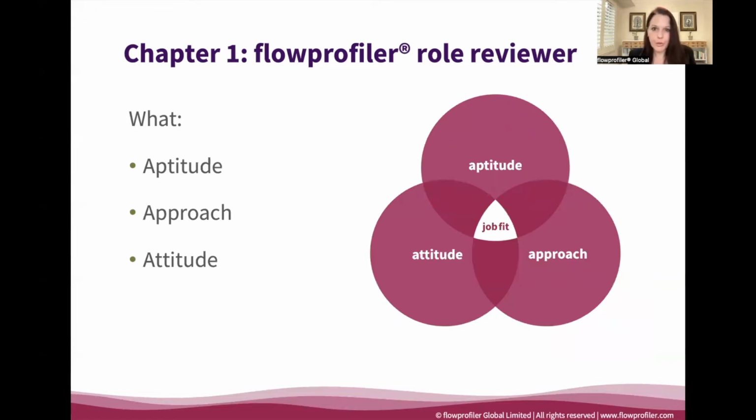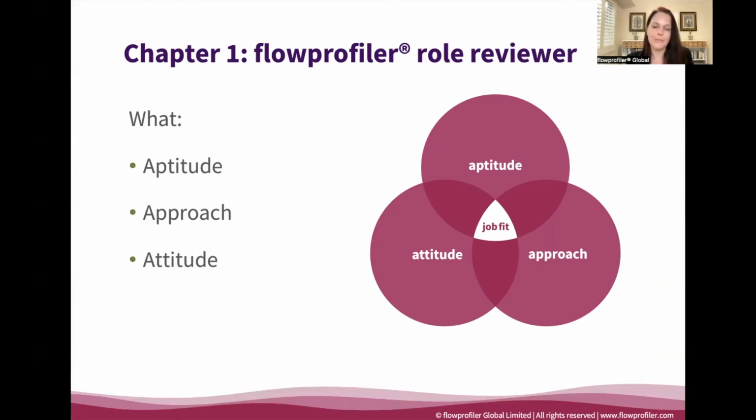What does the role reviewer look like? Well, it looks at building a profile around aptitude, approach, and attitude. If you remember, aptitude is very much around the skills, the qualifications, the requisite educational experience. And it's also where you may want to consider using an IQ or mental agility test.